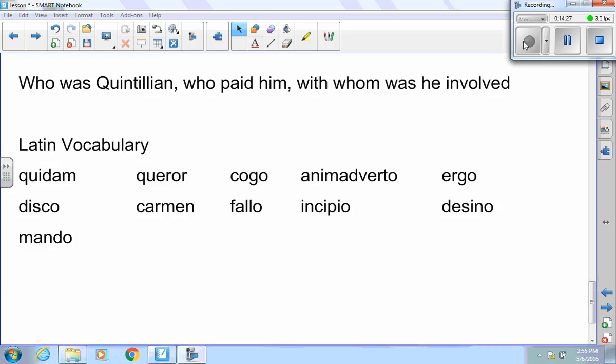Who was Quintilian? Well, we obviously know that he was a famous educator. He was also a famous orator. He was paid by the state. Actually, Vespasian gave him a salary. He was paid by Vespasian to teach rhetoric, not literature. He was more of an orator than anything else. He taught people like Pliny the Younger.